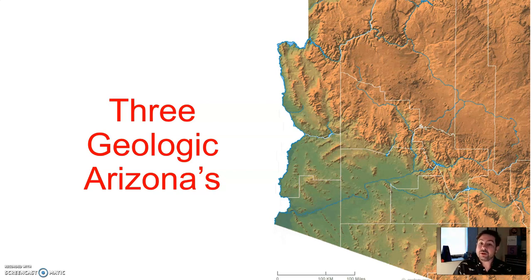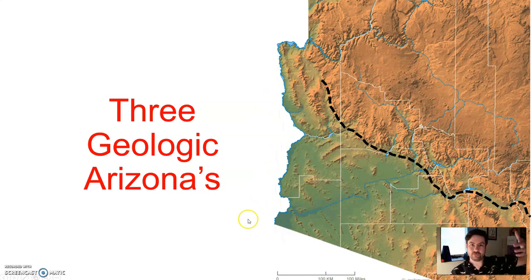So there's really three geologic Arizonas. If you think about what's happening down around Phoenix, the Phoenix area, Tucson, Yuma, even up into Kingman, all of these areas look pretty much the same: hot, flat, barren deserts with mountain ranges jumping out of nowhere.